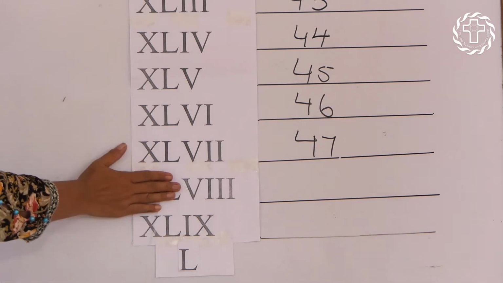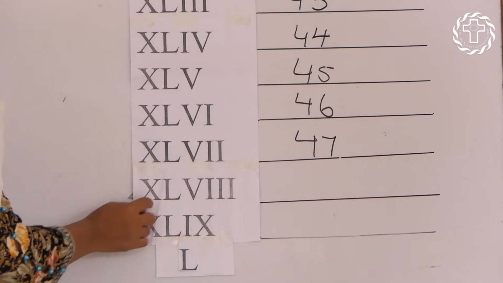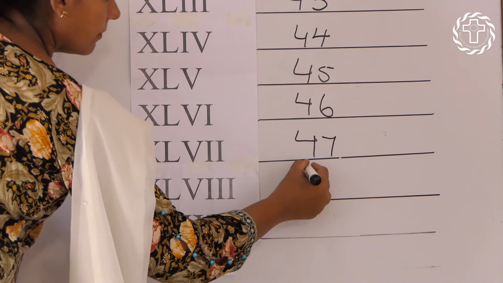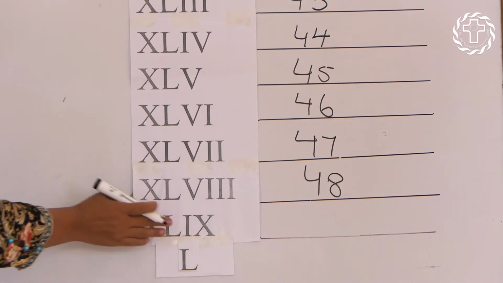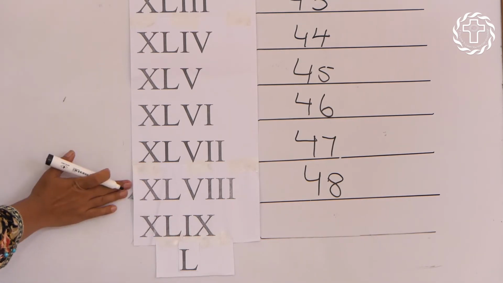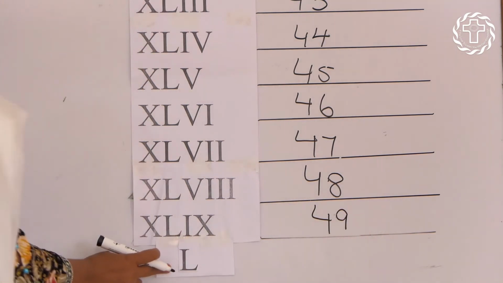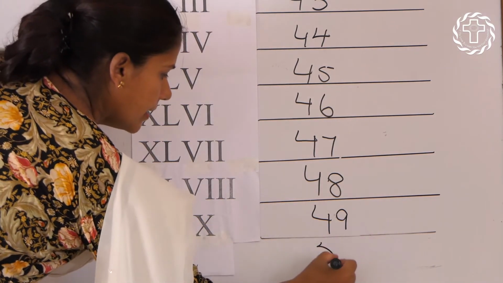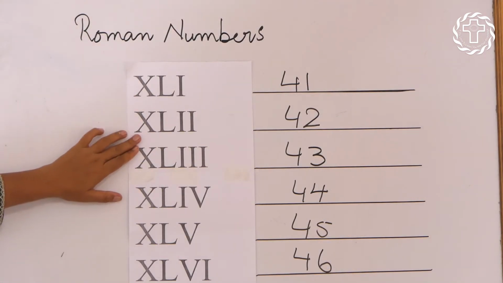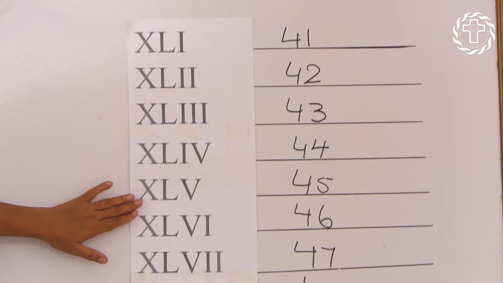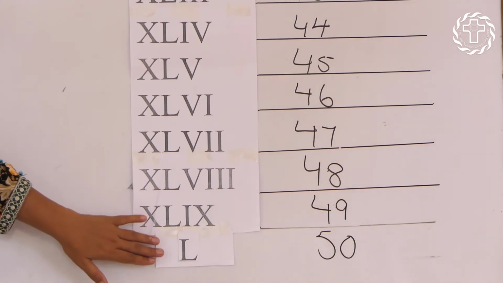48. 8, 40. It will be 48. 49. 9, 40. 49. And 50. 41, 42, 43, 44, 45, 46, 47, 48, 49, 50.